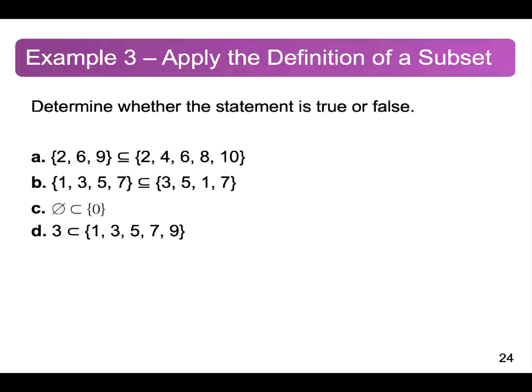And the only problem with D is, yes, 3 does show up in the list, 1, 3, 5, 7, and 9. However, 3 is not a set because it doesn't have the little brackets around it. So D could be fixed by putting the little curly brackets around it, but right now that 3 is not a set, it's just an element.